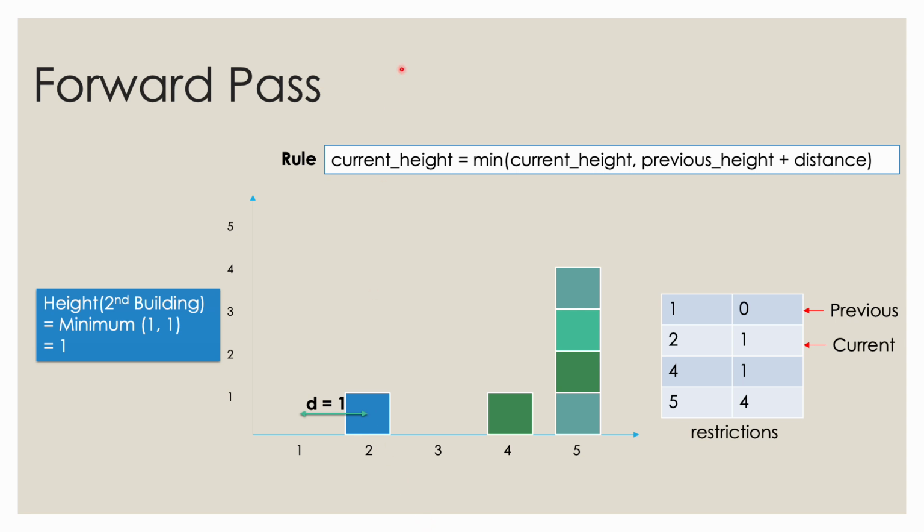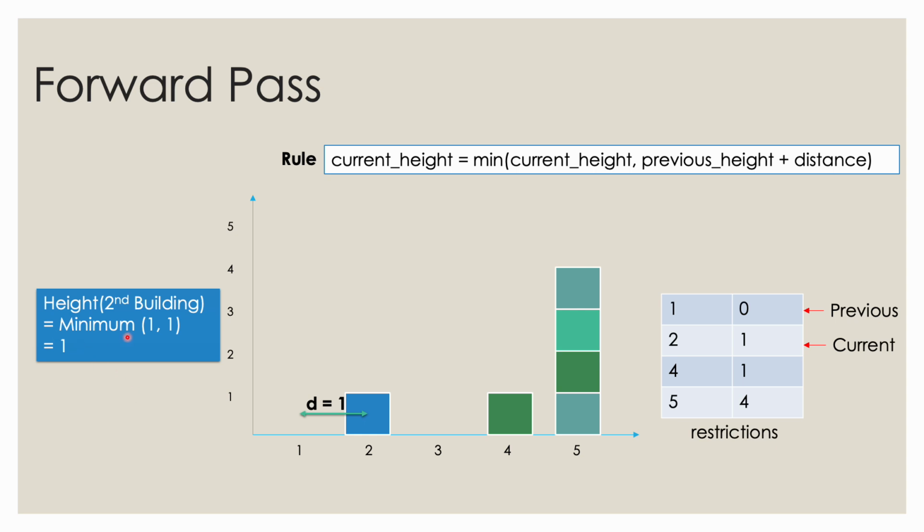And I have this rule for the forward pass: my second building has some height right now, which is the current height. Now from the left, from the last seen restriction, what's the distance? It is 1. And what's the previous height? It is 0. So 0 plus 1 is 1. So my building 2 can have a maximum of 1 height if I look at this from the left side restriction, and my current height is also 1. So the minimum of 1 and 1 is what we will take, and that will be the height of the second building.